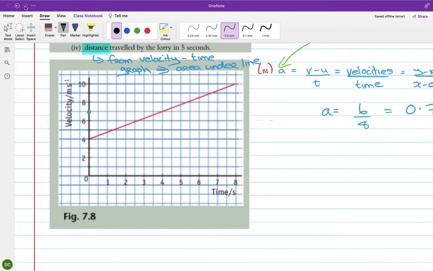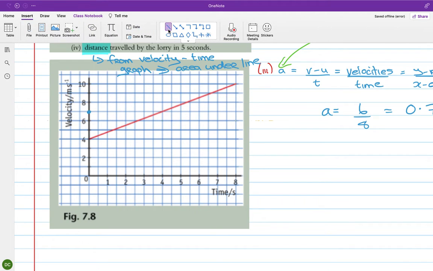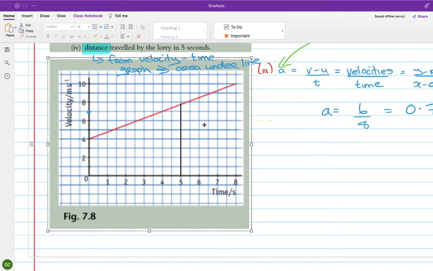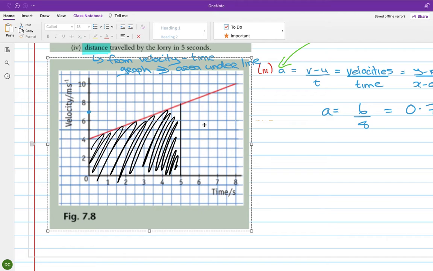Let's do black. Insert. I'm going to insert a line. I'm going to go to 5 seconds and draw that. Yeah? So now I'll get rid of this, but to get the distance travelled by the lorry in 5 seconds, I need to figure out this area. Yeah?